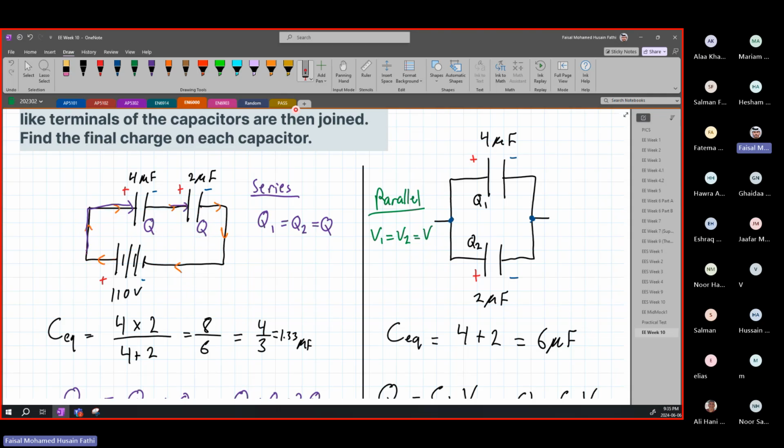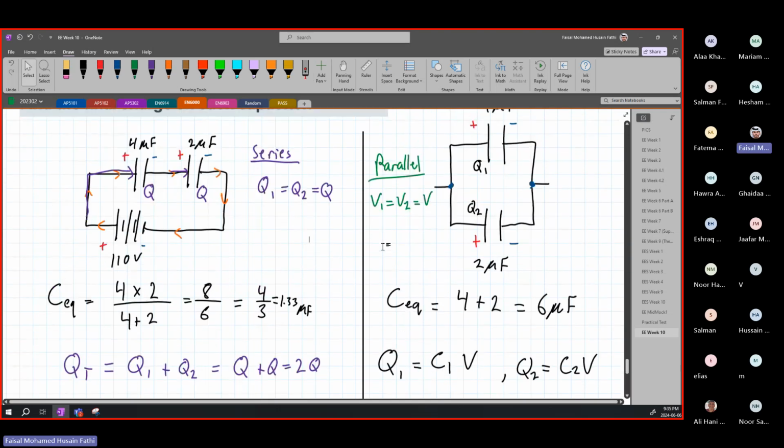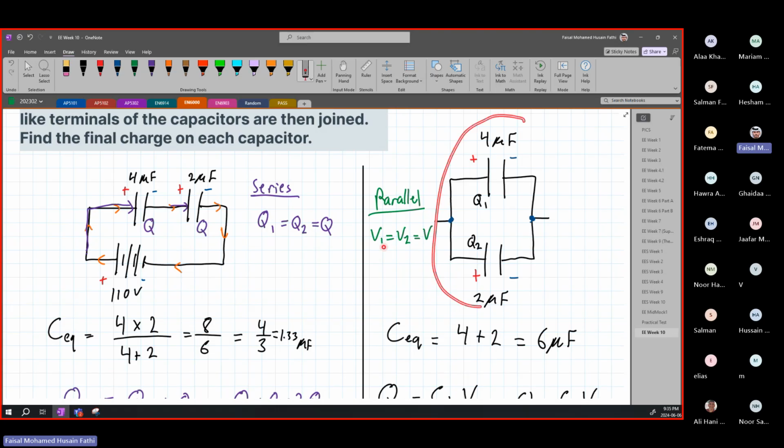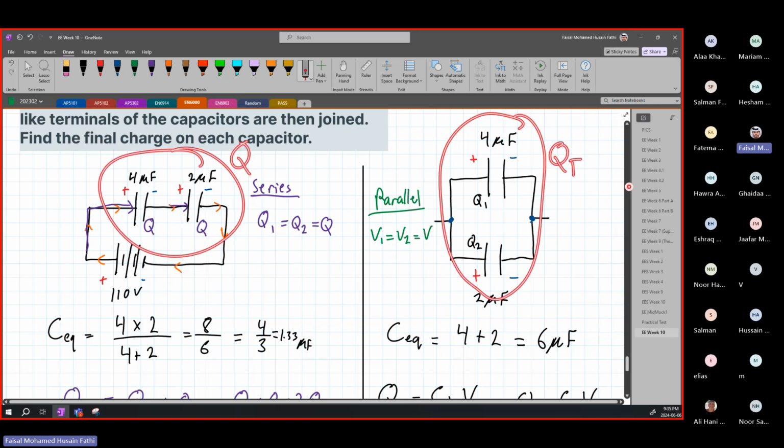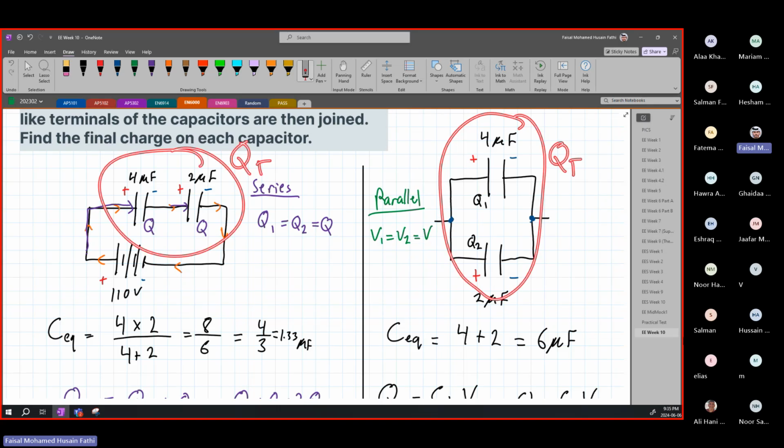But when we're talking about the total capacitance or the total charge, we're considering each one by itself and adding them together. The Q over here plus the Q over here. This total is the same total charge that is stored in both of these. The same charge, it's stored in them. So the total charge QT here is the same as the total charge QT over here. The same total charge that we had.